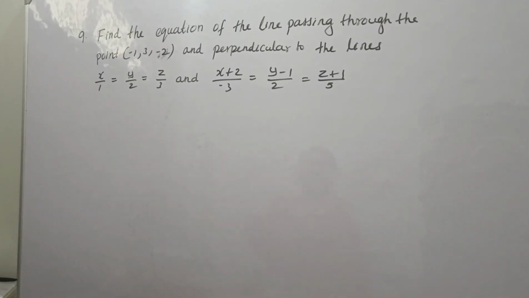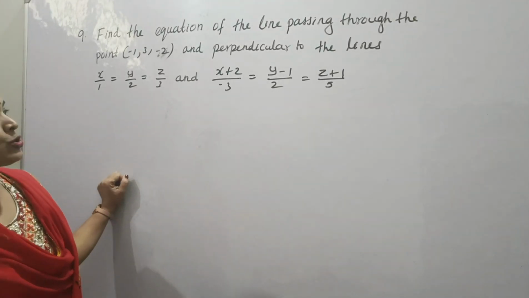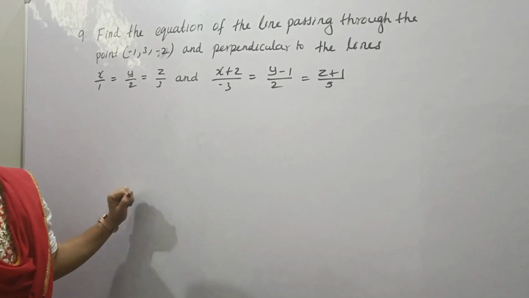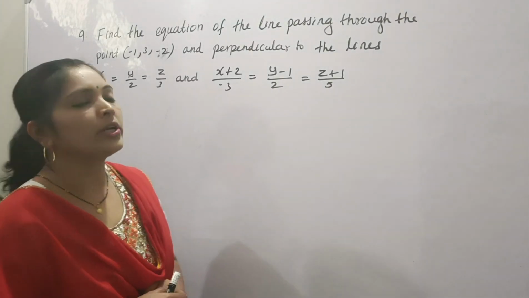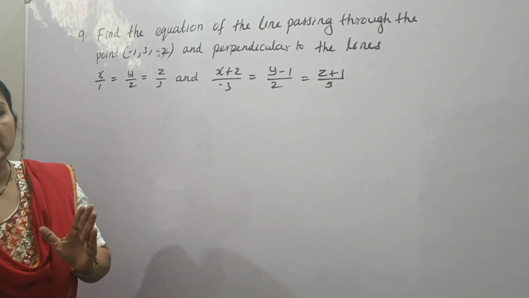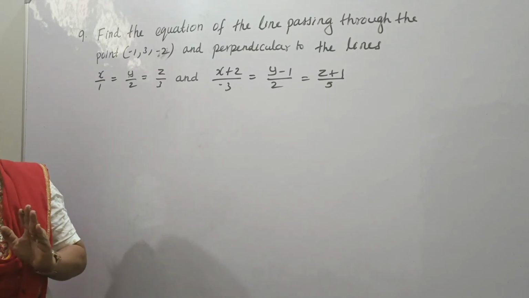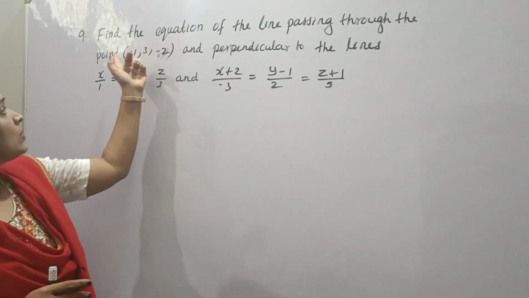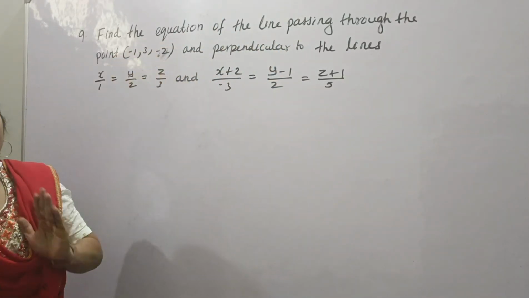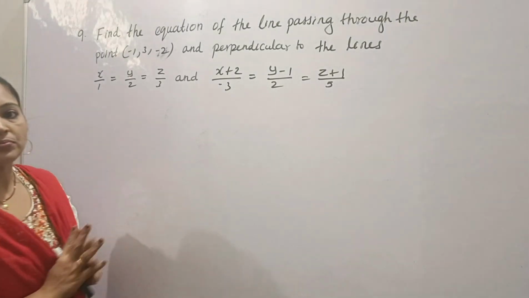Find the equation of the line passing through the point minus 1, 3, minus 2 and perpendicular to the lines x by 1 is equal to y by 2 is equal to z by 3 and x plus 2 divided by minus 3 is equal to y minus 1 divided by 2 is equal to z plus 1 divided by 5. Okay, so here we have to find the equation of a line which passes through the point minus 1, 3, minus 2 and which is perpendicular to both of these lines.